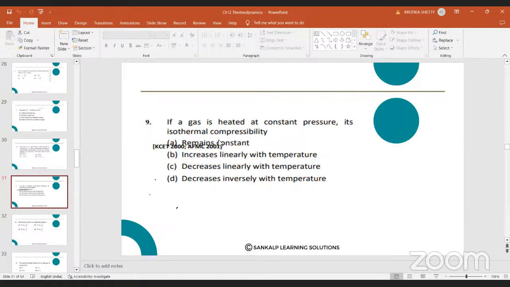What is the answer? It is A or C. Yeah, ma'am, it is A. Yes, it is A. That is, it remains constant. So if a gas is heated at constant pressure, its isothermal compressibility remains constant. Option A is correct here. Let us go for the next question.